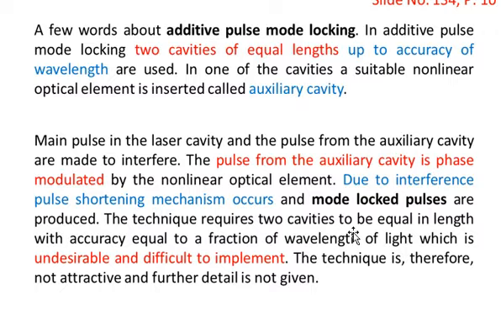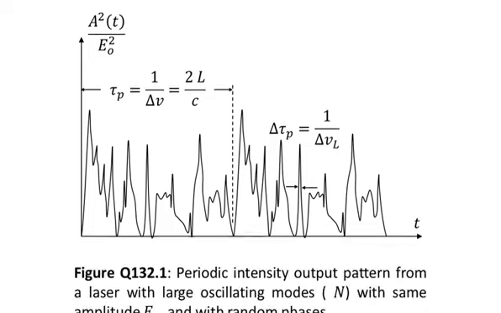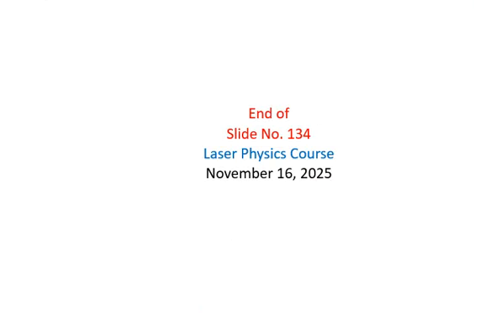The technique requires two cavities to be equal in length with accuracy equal to a fraction of the wavelength of light, which is undesirable and difficult to implement. The technique is therefore not attractive and further detail will not be given. So we have presented three techniques in much greater detail, and for the fourth technique, we have just given you a flavor of how it would work. So this is the end of slide number 134.